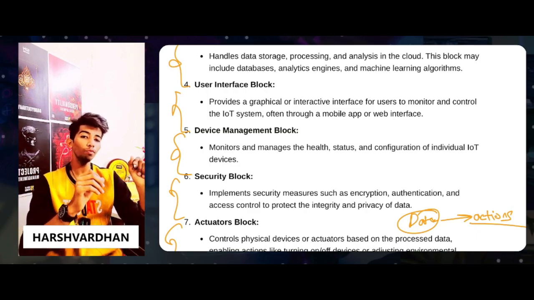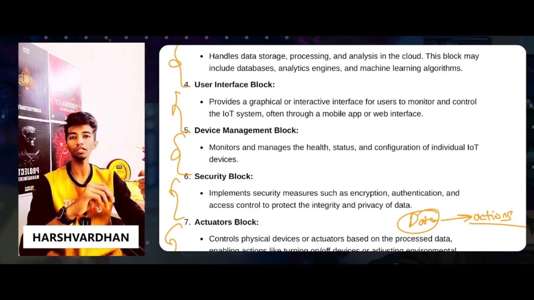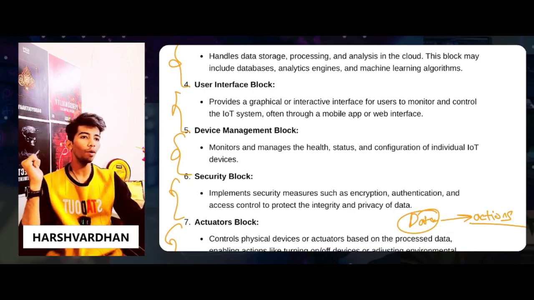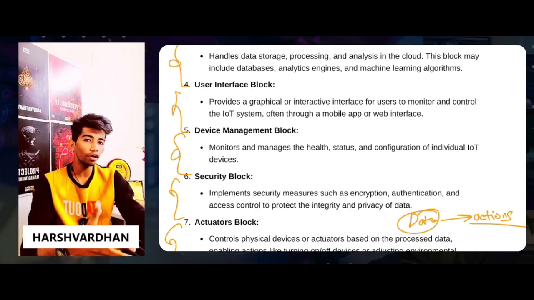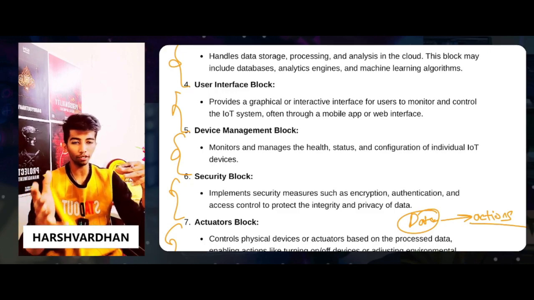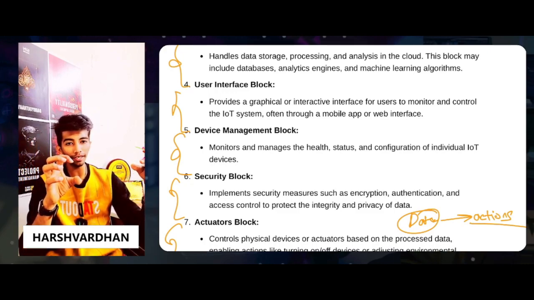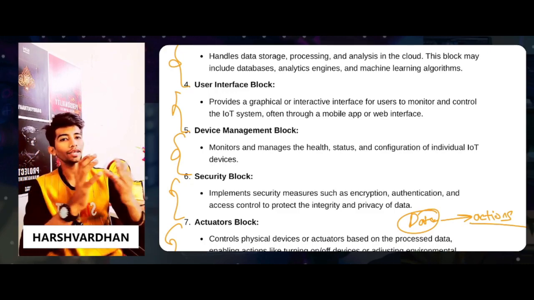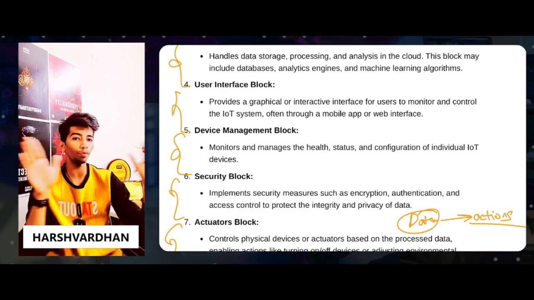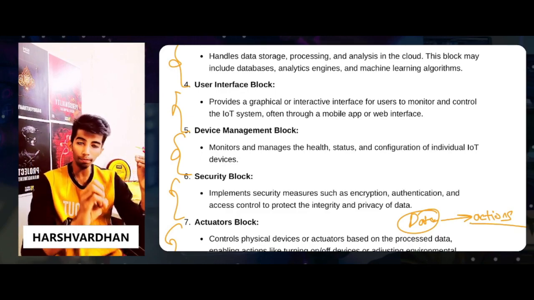Then actuator blocks actually do the performance according to that data. Like if a person is standing in front of an automatic sliding door, then it will sense that data that someone is there, and then the actuators will help the motion of opening the door. So this completely happens by using this function block.